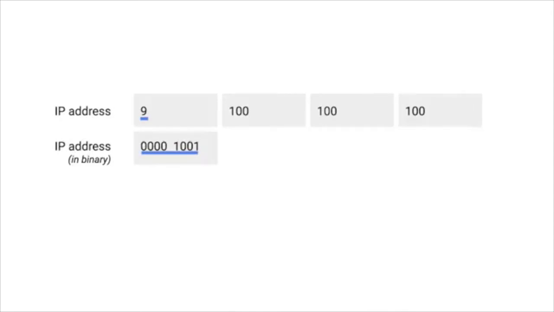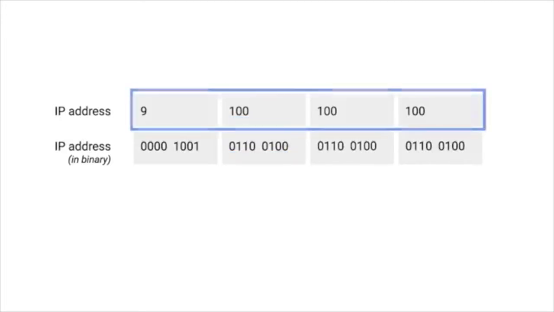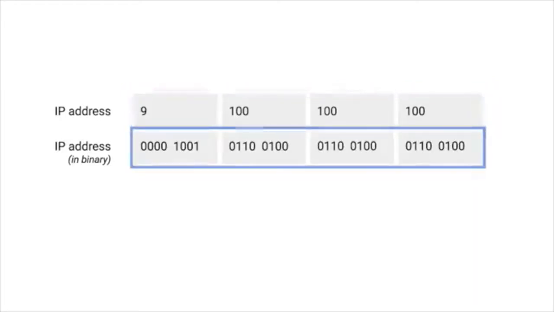00001001. Similarly, the numeral 100 as an 8-bit number is 01100100. So the entire binary representation of the IP address 9.100.100.100 is a lot of ones and zeros.